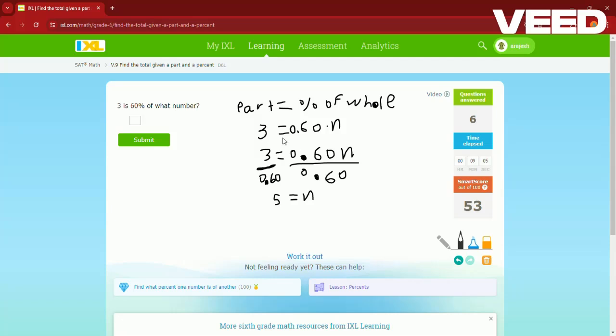3 is equal to 0.60 times n. Then just rewrite it right here, and then you have to divide it by 0.60. And then we get 5 is equal to n. So I'm going to say that it is 5.